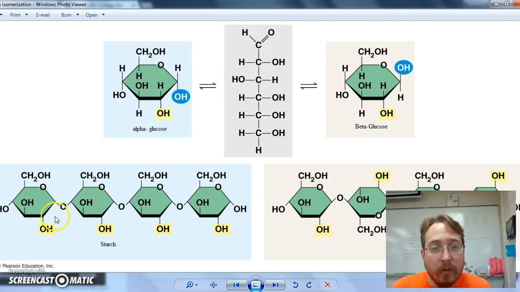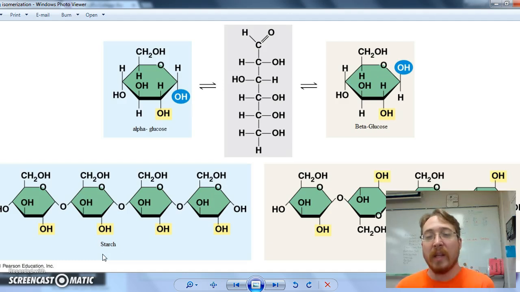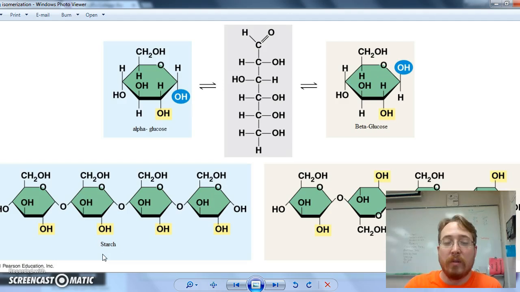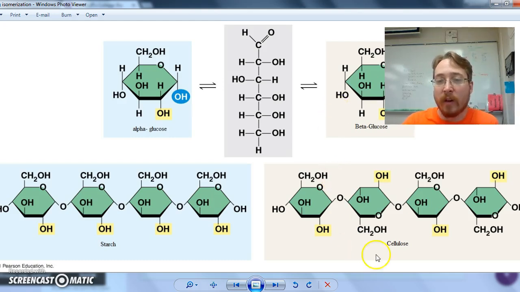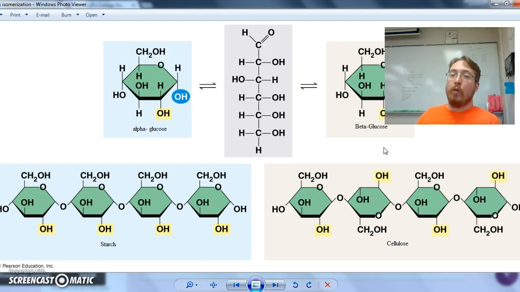Now, if you link all of those alpha glucose together, you get starch, which is that high energy, delicious, good potatoiness that we like in our vegetables. That potato, awesome, flavorful greatness, that's the starch molecule. Now over here, if we have this alternating chain of alpha and beta glucose, we then get cellulose, which is different.